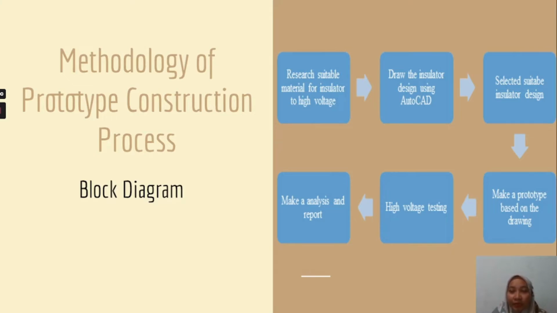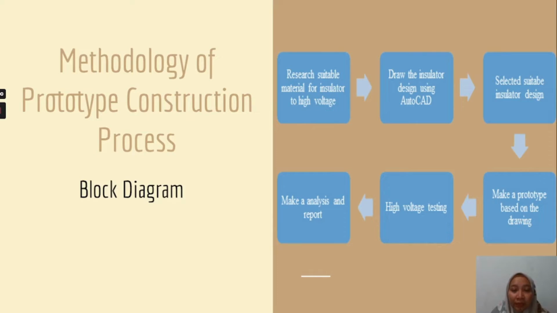Third is to select a suitable insulator design. After discussing with group members and the lecturer, the suitable design is the first design, which uses a porcelain plate and bowl and a PVC core rod filled with cement and sand. Next is to make a prototype based on the drawing. For the drilling process, we need to make a hole to pass the bowl and plate onto the rod, and use glue to stick the insulator to the rod.